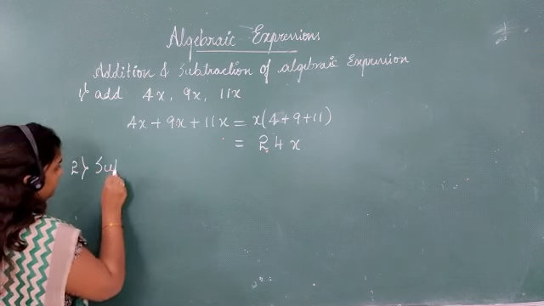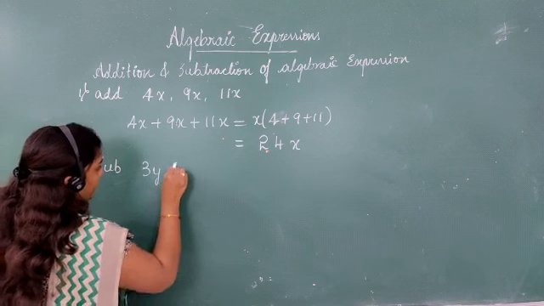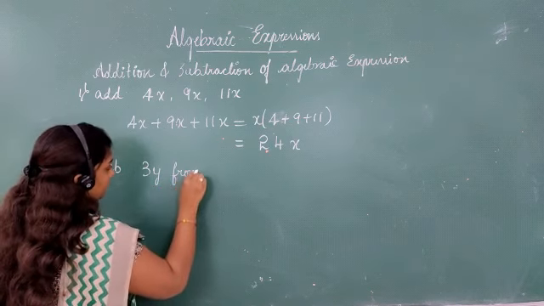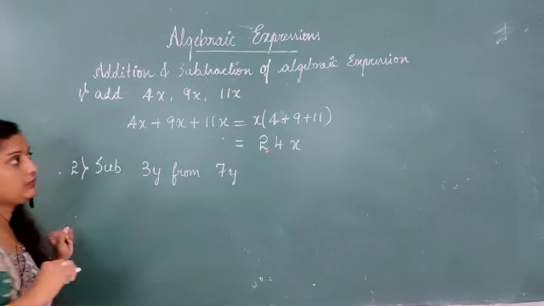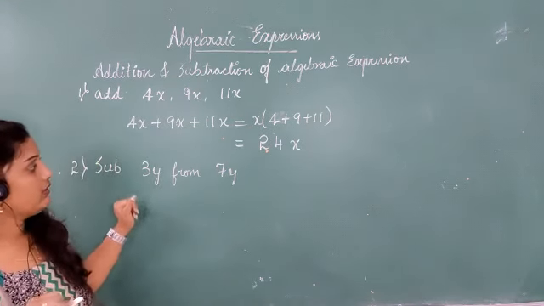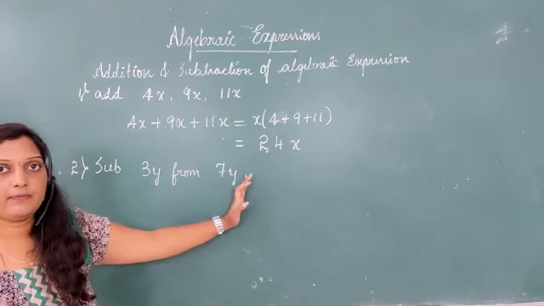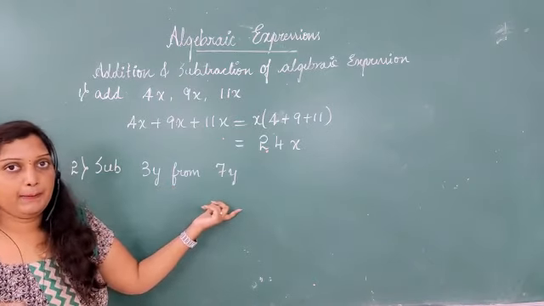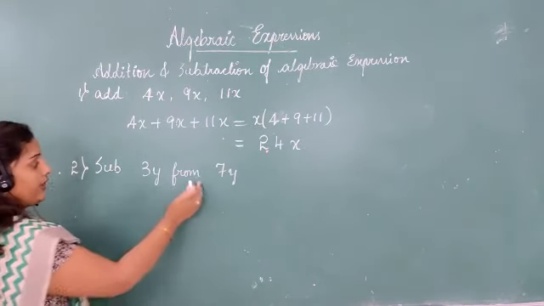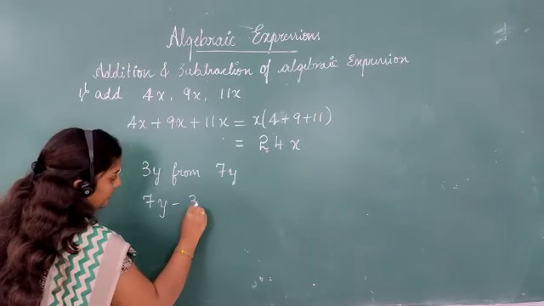Subtract 3y from 7y. Okay. See here, you can observe both 3y and 7y. They are like terms because they have the same variable and the same power. So again, from 7y means you have to write 7y minus 3y.